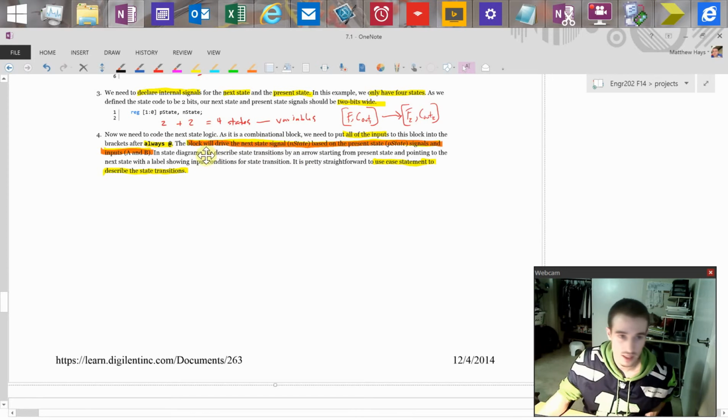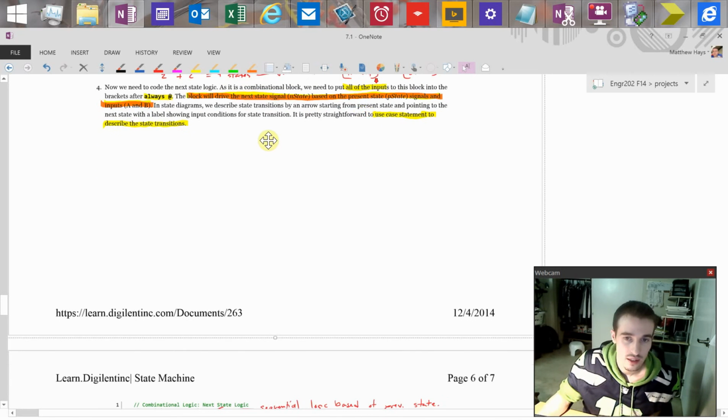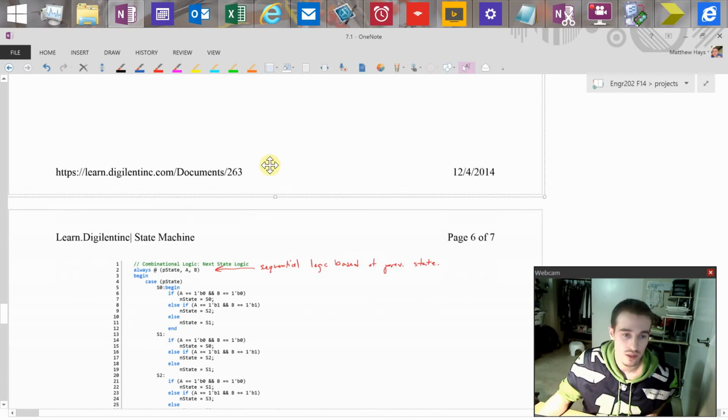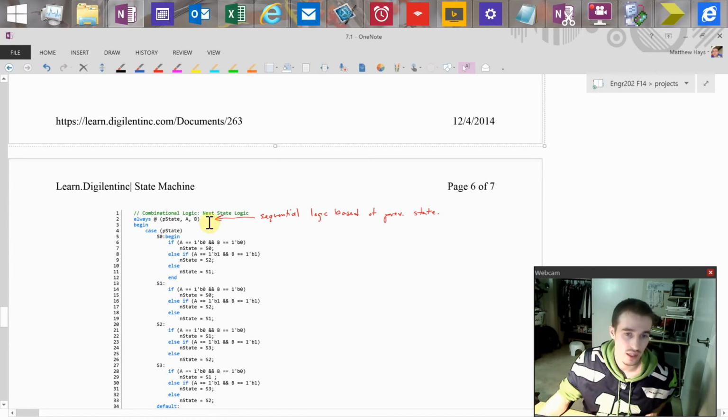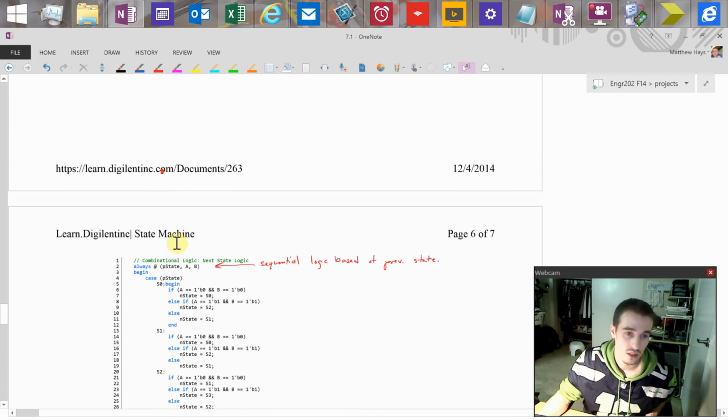Okay, I'm running out of time here. Let's see. So it says the block will drive the next state. So it talks about the always block. So it says that the always block has, we look at the previous state to determine the next state, which is exactly what we did in the state machine diagram. And we look at A and B, where those are our inputs.